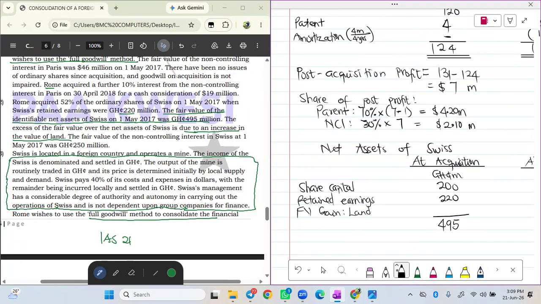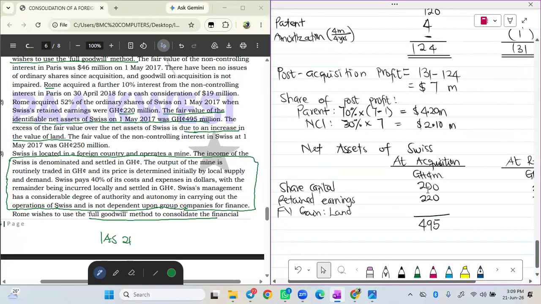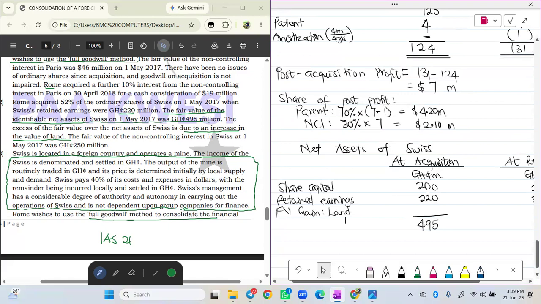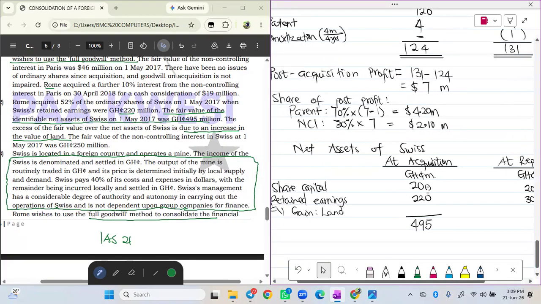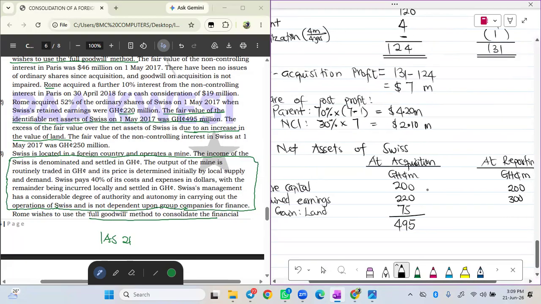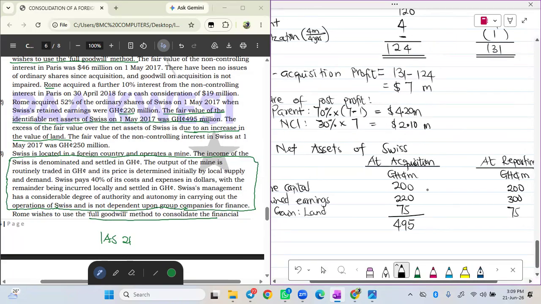If maybe it's due to an increase in the value of plants, after getting the fair value gain, you calculate depreciation on that fair value. But this one is land, we don't depreciate it. So what will be the fair value gain on land? 75. I think there was no mention of anything again. So this one too, recorded at both acquisition and reporting. There's no patent, there's nothing, so that will be all.